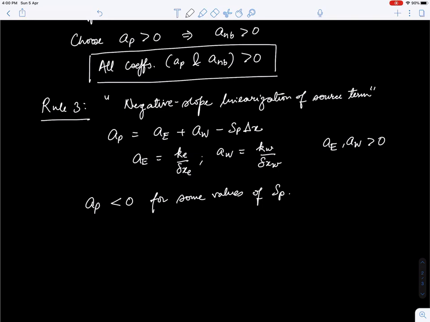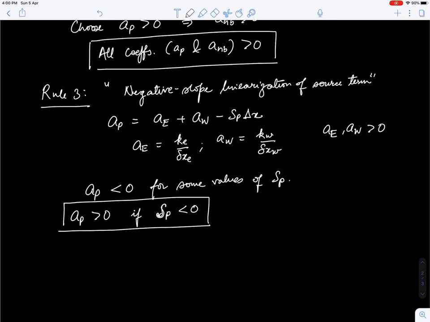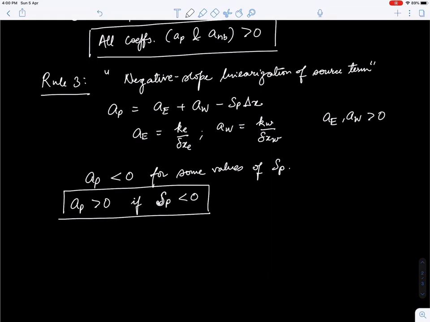The only way AP will be non-negative is if SP is less than 0. Right? This is the essence of the third rule. And this is what I meant by negative slope linearization, that we ensure that the slope value, the SP value, is always negative in the source term. Now, this may seem a bit arbitrary to some people, but there is quite a physical justification for this.